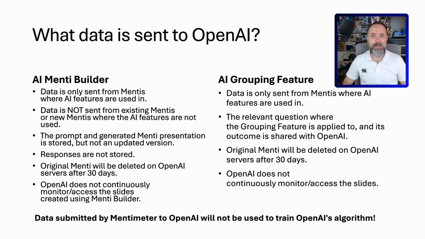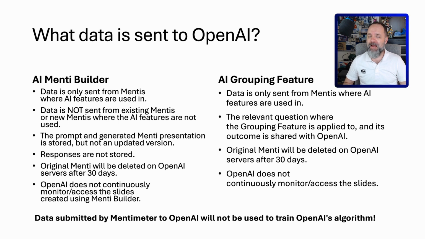Okay, now let's talk about what kind of data is actually being sent or exchanged by use of the AI. And there's a very clear spec sheet here out by Mentimeter. I'll give you the gist of it. So if we're looking at the AI Menti Builder, then here data is only sent from Mentis where the AI feature, the AI Menti Builder, has been used in.